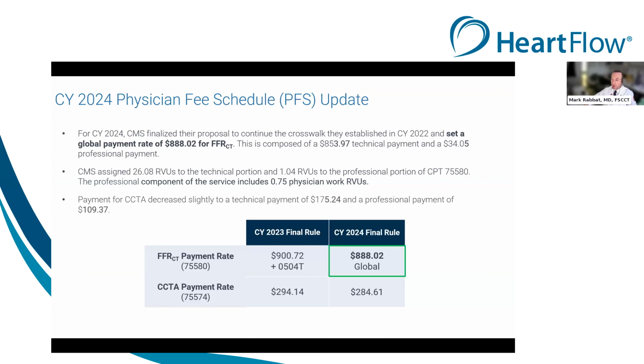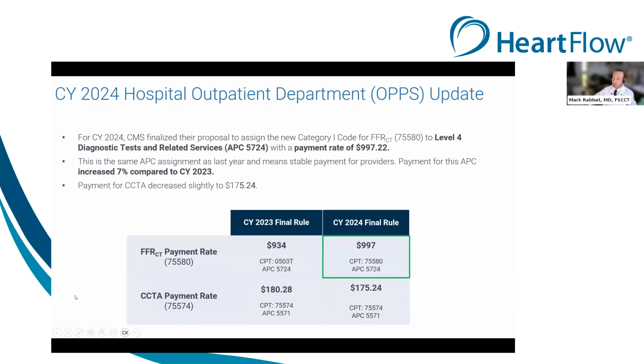Now, the payment for CCTA decreased slightly to a technical payment of $175.24 and a professional payment of $109.37. And you can see the 2024 final rules in the table below with the FFR-CT payment rate, the global payment rate, and the CCTA payment rate underneath at $284.61.